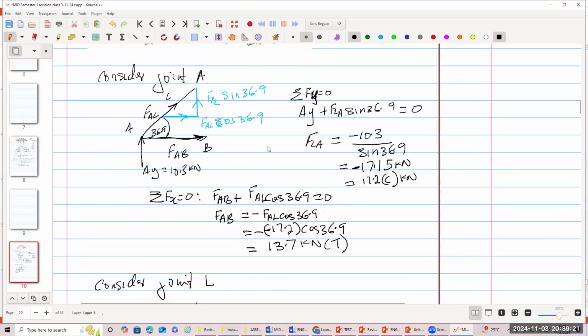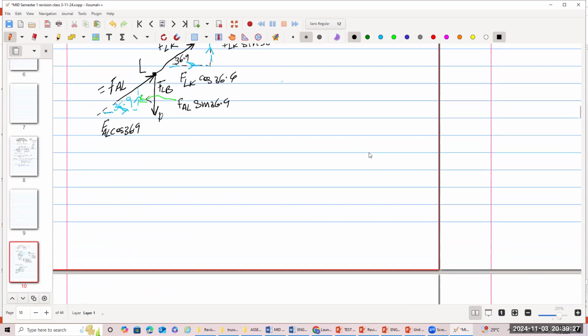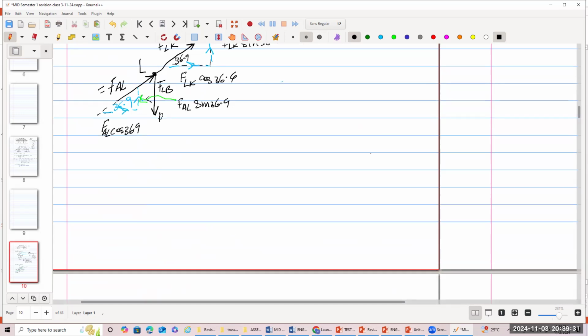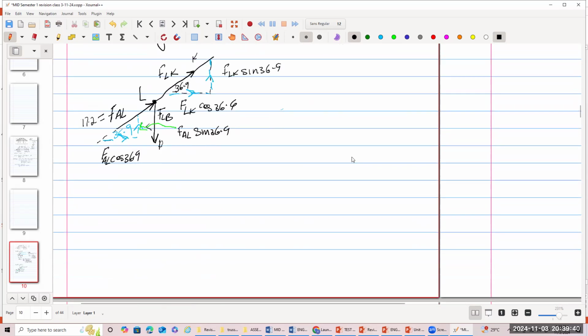F_LA was 17.2. And we say that because it's going into the joint, we make it positive. If you had put it in tension, you would have to put it back as minus. So it's 17.2. That was its value? 17.2, right? So here now, you use your equilibrium equation once more. Simple. Equilibrium equation all the way.